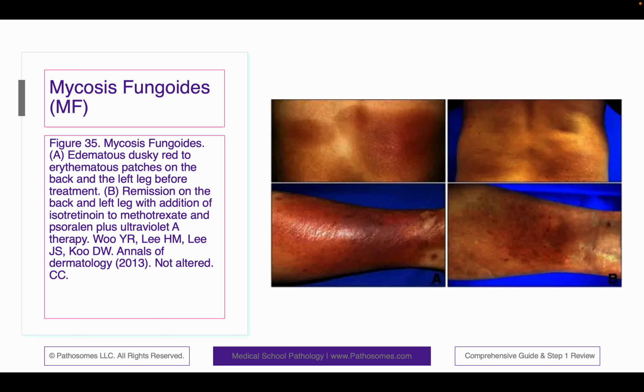Note the edematous dusky red to erythematous patches on the back and the left leg before this patient was treated. And in part B, you can see remission on the back and the left leg with addition of isotretinoin and methotrexate, as well as psoralen plus UVA therapy. So the patient's getting better.